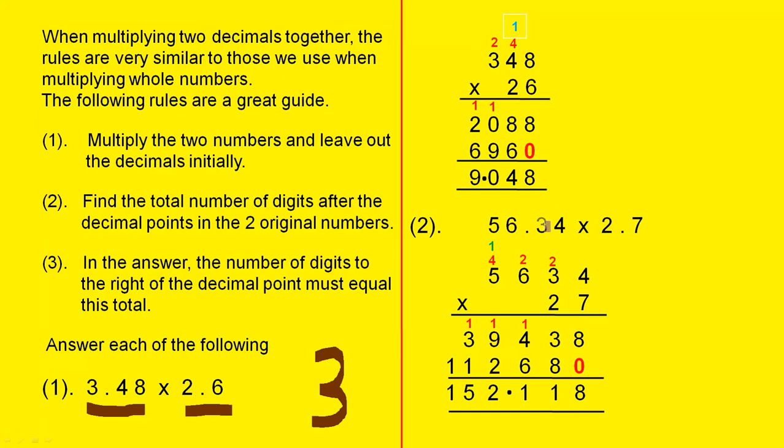Now let's have a look at the total number of decimal points we have here. The total number of digits after the decimal points in the original sum. 1, 2, 3. So it's 3 again. So in the answer, we place the decimal point here because that gives us 3 digits after the decimal point in the final answer, and that's what the rule says. Let's look at the next slide.